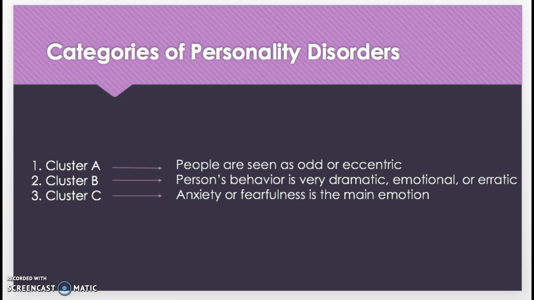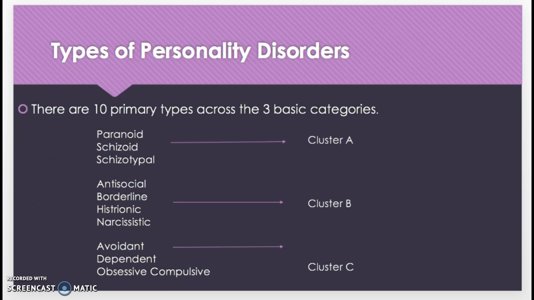The first category is cluster A, in which people are seen as odd or eccentric. Cluster B is when a person's behavior is very dramatic, emotional, or erratic. And cluster C is when anxiety or fearfulness is the main emotion of the disorder. There are 10 primary types of personality disorders that are divided between the three basic categories.